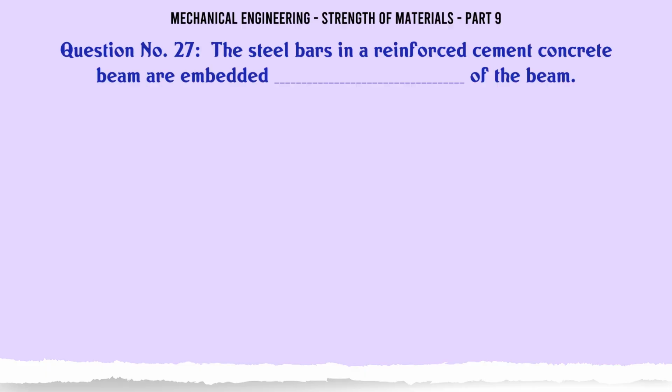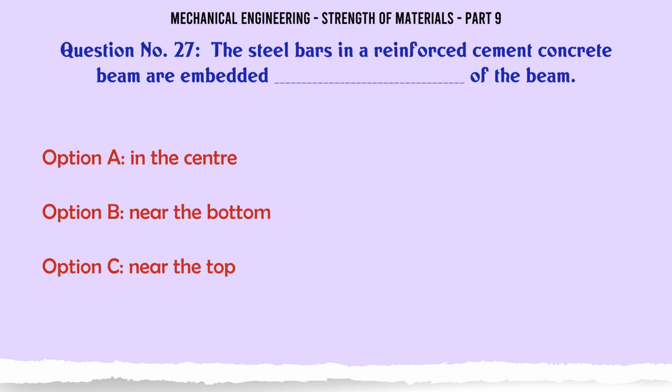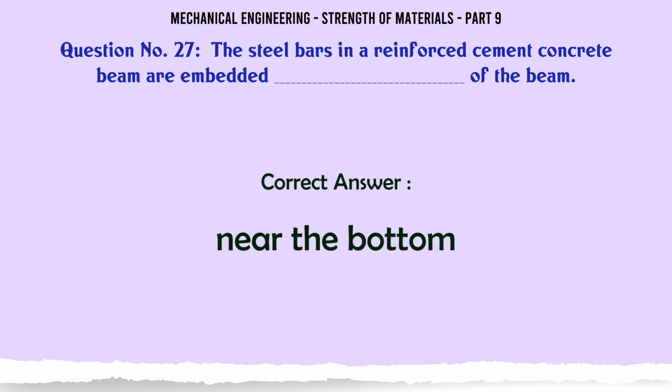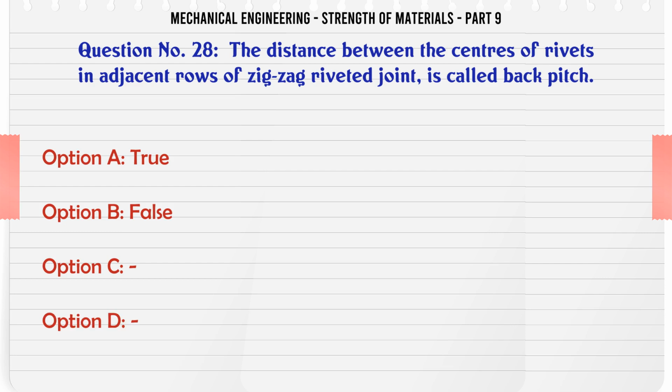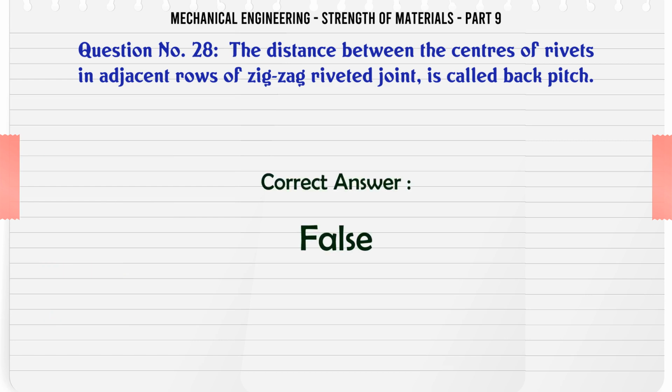The steel bars in a reinforced cement concrete beam are embedded, A, in the center, B, near the bottom, C, near the top, D, at any position. The correct answer is near the bottom. The distance between the centers of rivets in adjacent rows of zig-zag riveted joint is called back pitch. A, true, B, false. The correct answer is false.